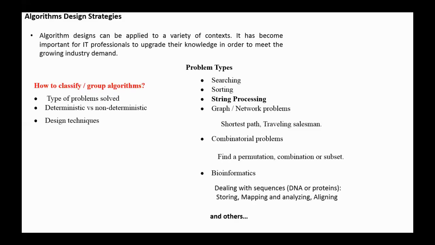Algorithms can be classified or grouped according to different parameters, such as types of problem solved, deterministic, non-deterministic, design techniques. Some common problem types are searching, sorting, string processing, graph network problems like shortest path, traveling salesman, combinatorial problems like finding a permutation, combination or subset, bioinformatics, and several others.